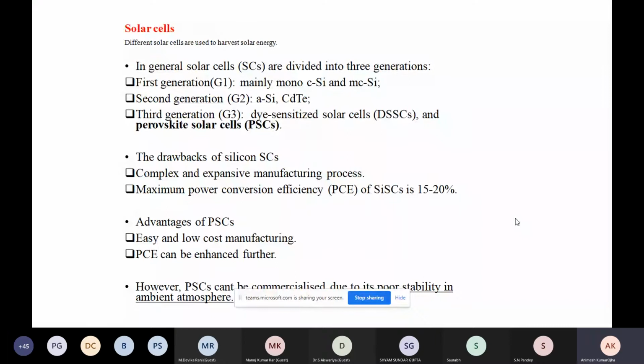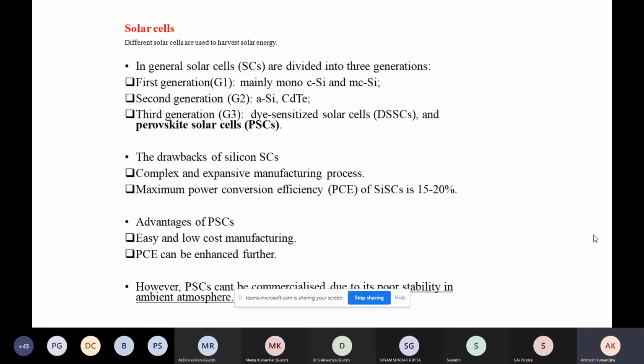And the advantages here of the perovskite solar cells are it is very easy to make, and no complex environment is required here. No complex instrumentation is required for making these perovskite solar cells. And obviously, it is cheaper compared to the silicon-based solar cell. And the power conversion efficiency here can be enhanced further. Okay, so this is why we have focused this talk on only these perovskite solar cells.